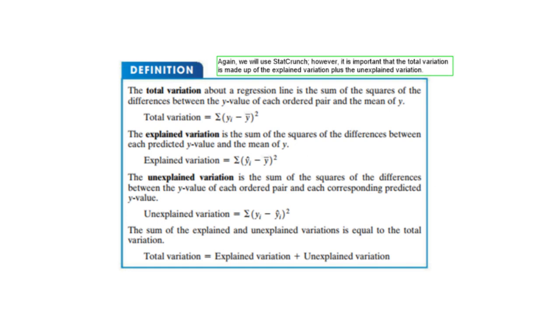This is also just explaining the same thing. We are not going to calculate this by hand. We're going to use StatCrunch, but we have a total variation, and then that is made up of the explained variation plus the unexplained variation. So you'll see some wording like this, and hopefully this will help you know what that is.